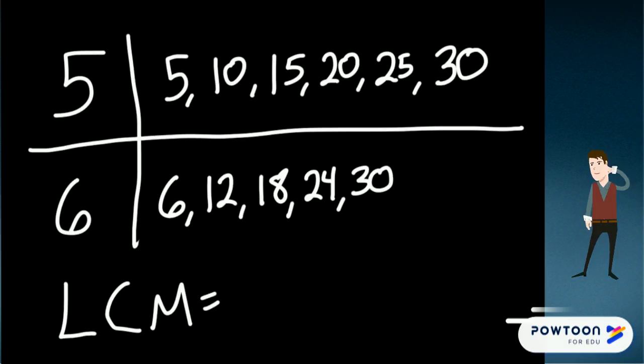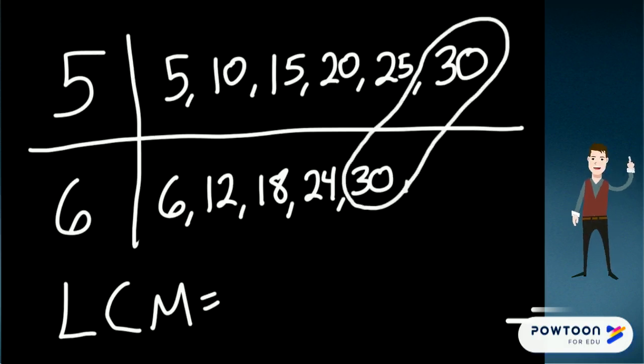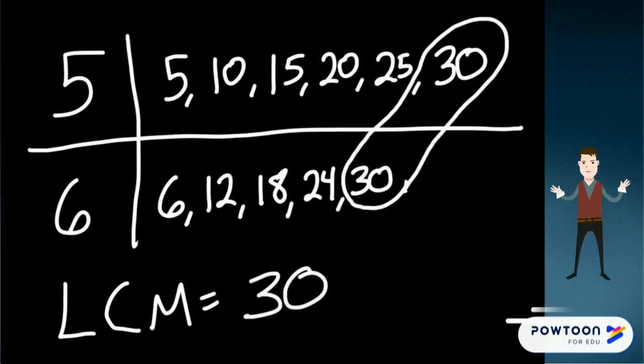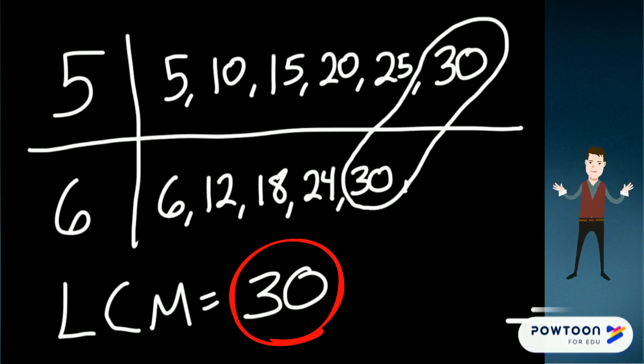How about that? 30 is the least common multiple because it is the first number both 5 and 6 have in common. This means that 30 is the smallest number that both 5 and 6 could divide into. That's all there is to it.